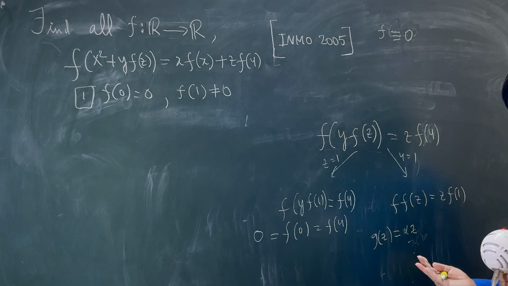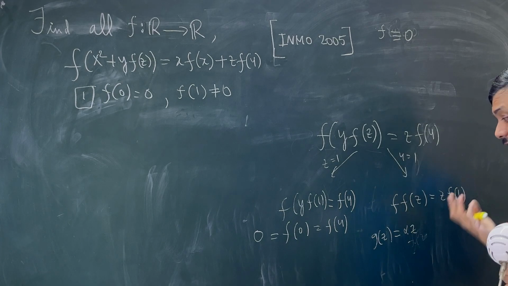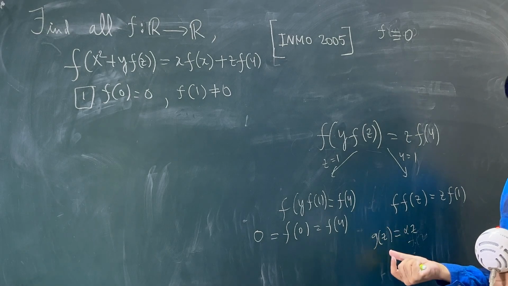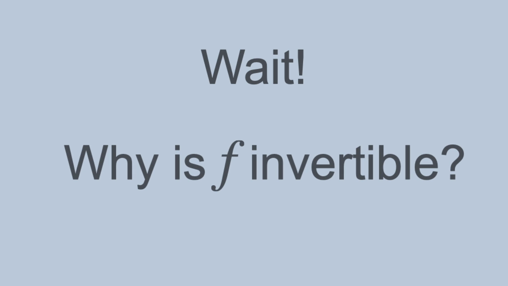So the function g of z equals alpha times z, where alpha is non-zero, is an invertible function. So you have f compose f is equal to g. And g is invertible, so f is invertible. Okay. Wait, why is f invertible?